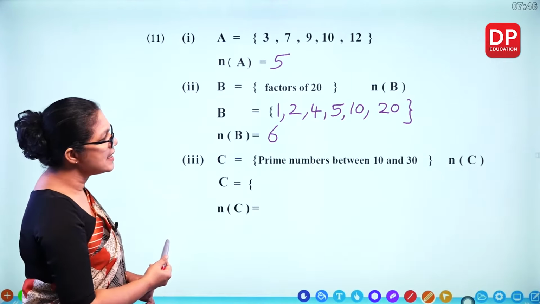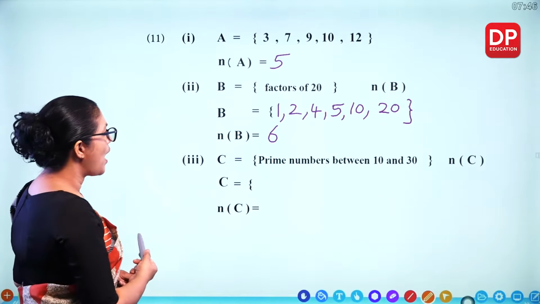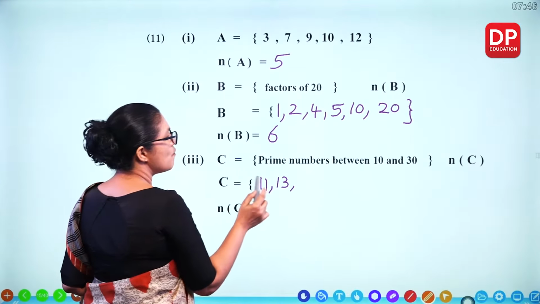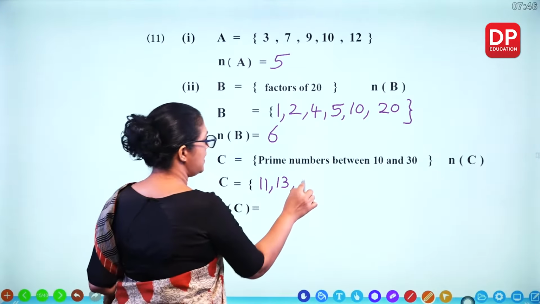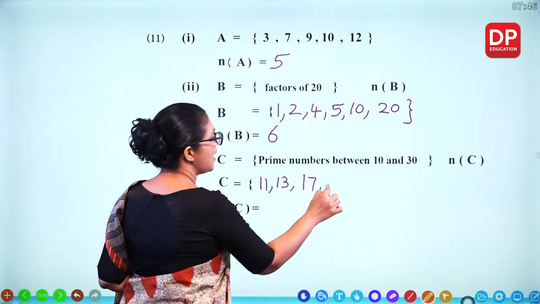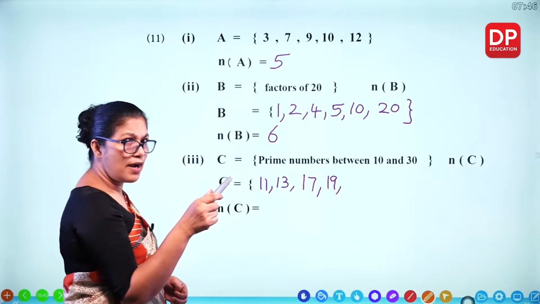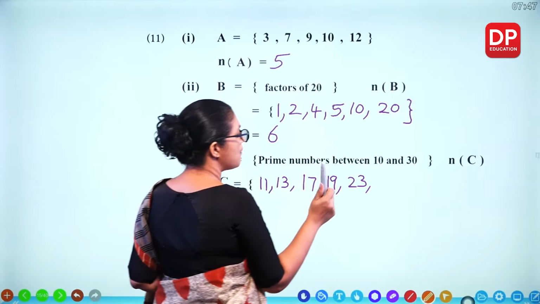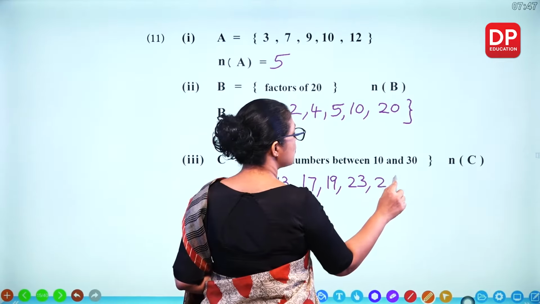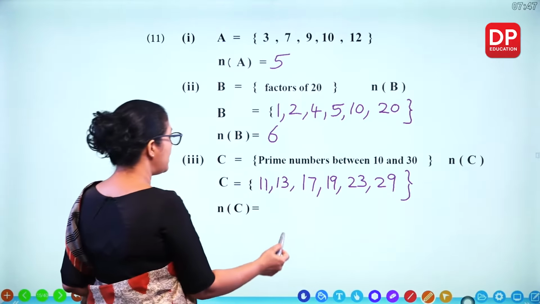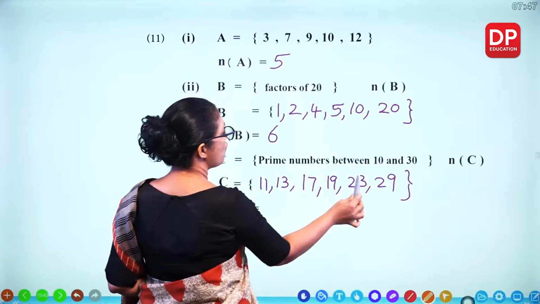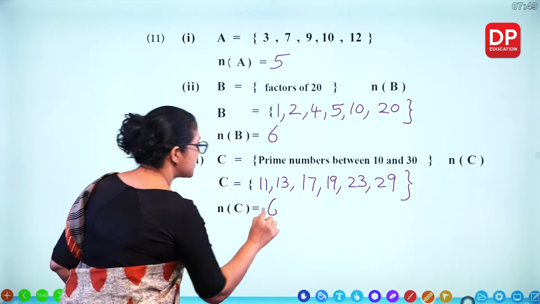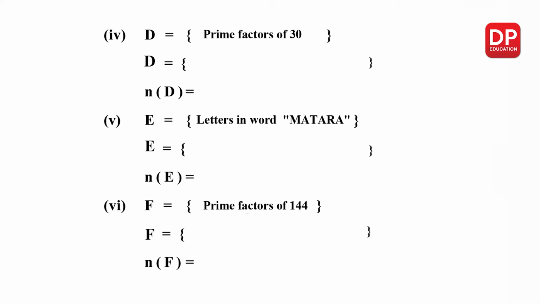See prime numbers between 10 and 30. Prime numbers. So 11 is a prime number. 12, 13, 14, 15, 16, 17, 18, 19 we can take. 20, 21, 22, 23. 24, 25, 26, 27, 28 and 29 again. So how many elements in C? 1, 2, 3, 4, 5, 6. 6 elements in C.